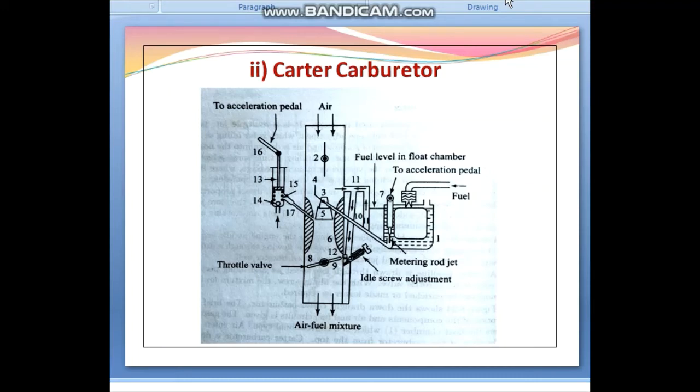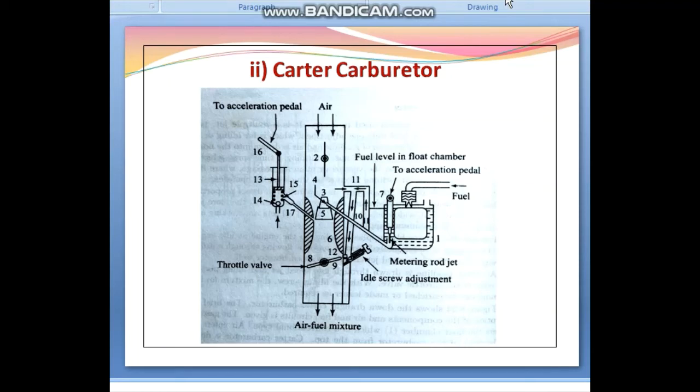Okay, so as shown in this figure, it is a downdraft Cutter carburetor. The gasoline enters the chamber, that is number one, which is of conventional type, and air enters the choke tube type carburetor from the top. The Cutter carburetor is a downdraft carburetor. A choke valve, that is number 2, in the air passage is always fully open during normal operation.